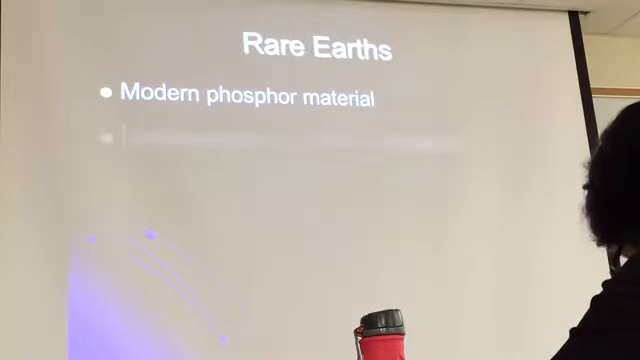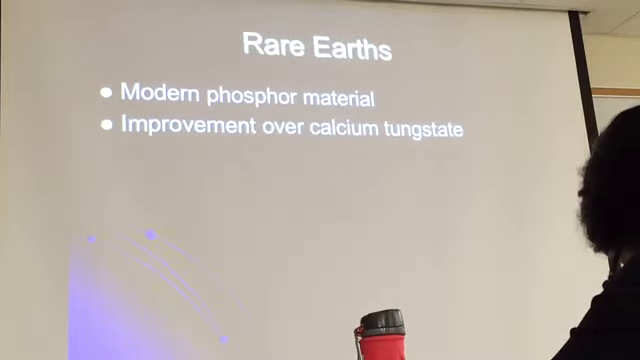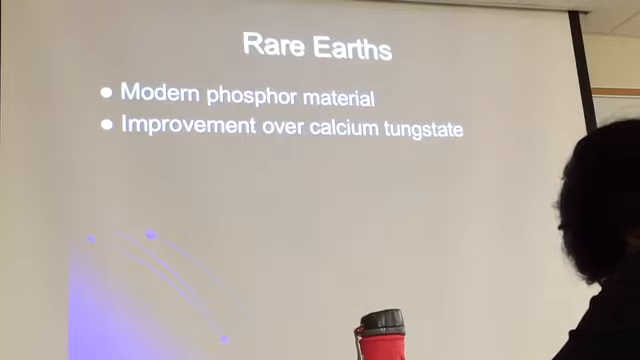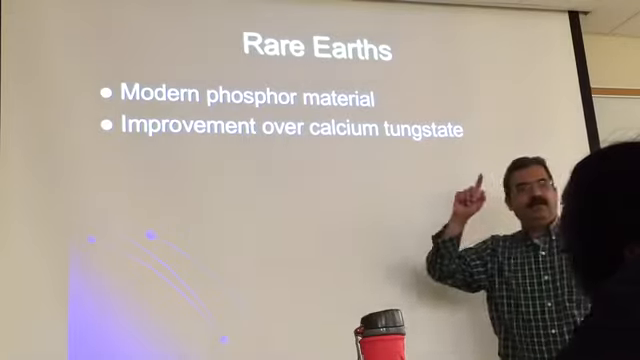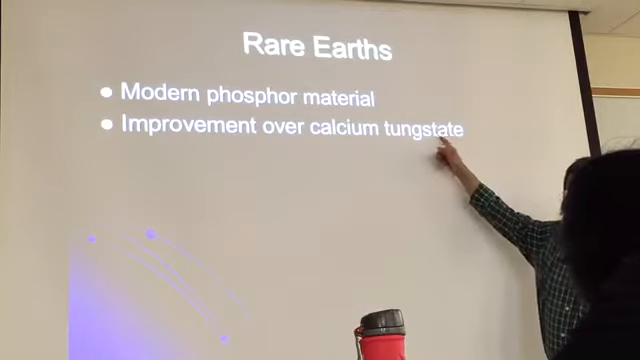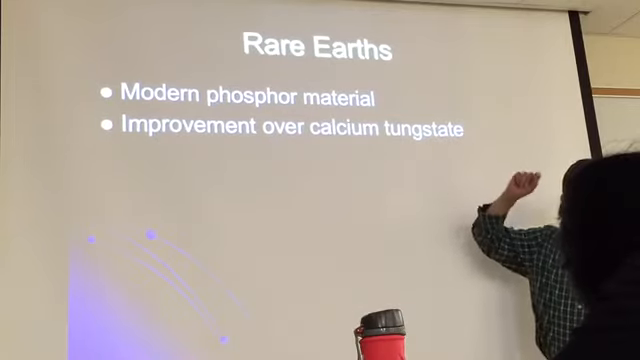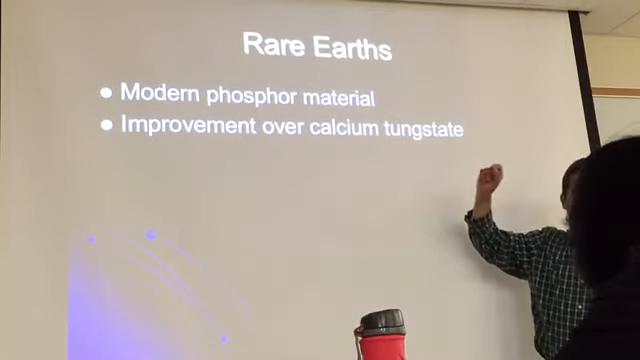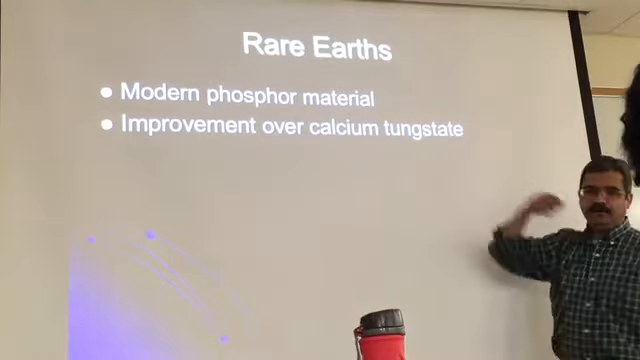Monophosphor materials, the rare earths, are an improvement over calcium tungstate. Calcium tungstate is the oldest of all, and this is what Edison used. Now, everything is compared to calcium tungstate. Calcium tungstate receives a speed of 100. Write it down. Speed of 100.